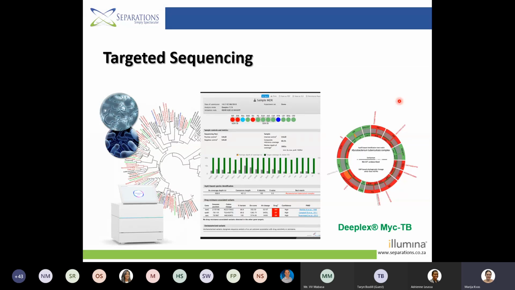For example, if we look at TB sequencing, where we are looking for antibiotic resistant genes, we can target those specific genes and then look at which actual resistant genes are present in the genome, and then we can make a better decision in advising which antibiotics we can give to a patient, and this will help us to deal with the disease more effectively and faster.